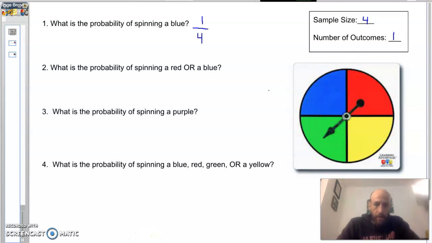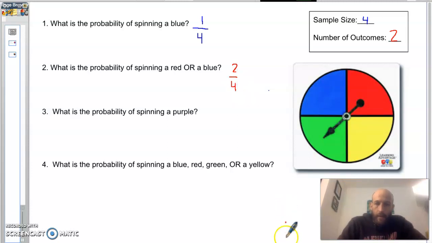Let's look at question number 2. So we're going to go ahead and erase the number of outcomes because this is a different question. What is the probability of spinning a red or a blue? Okay, so I'm going to count how many reds or blues that I have. So I know from the previous problem that I have 1 blue section, and I also have 1 red section. Together that makes 2 sections. So the probability that I spin a red or a blue, well, there are 2 outcomes that we're looking for, red or blue. So that means 2 out of 4.